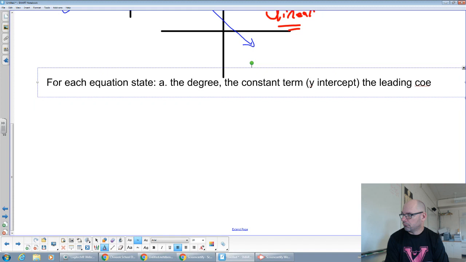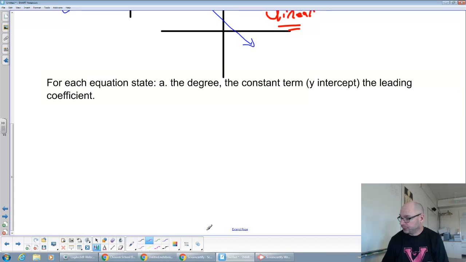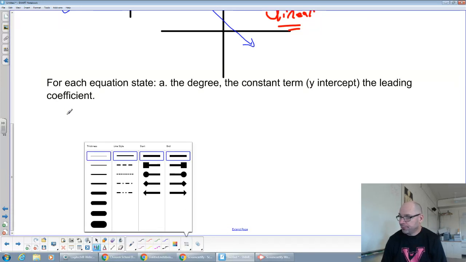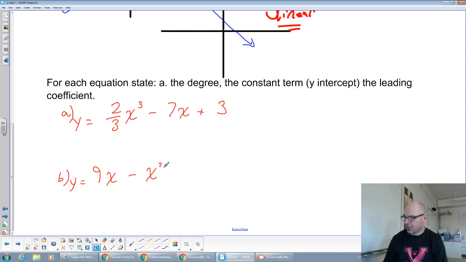Okay, so let's say we had something like 2/3 x cubed minus 7x plus 3. And let's say we had y equals 9x minus x squared. Okay, so this one's in standard form already. We're good. So the degree is third degree.